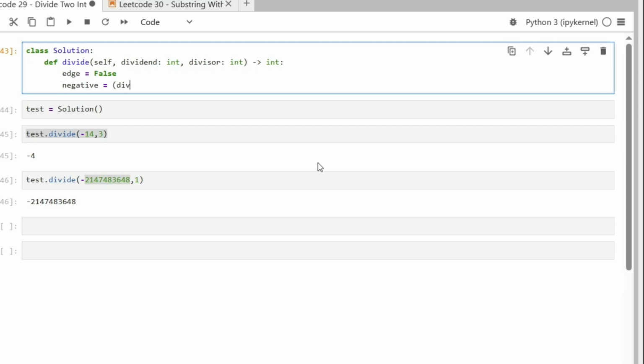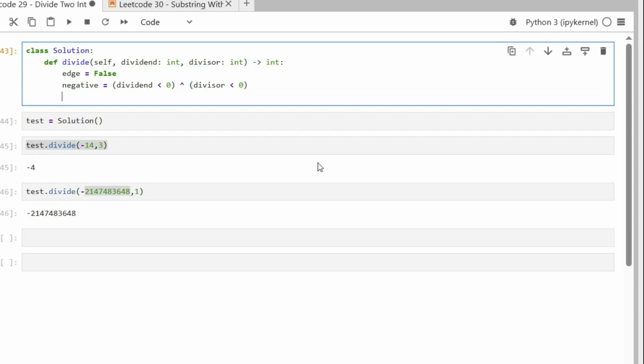I will say dividend, is it less than 0? So it's negative x, or divisor is less than 0. So if either one of them is negative, the result should be negative. If both are negative, it is positive, both positive is positive. So we come here to the edge case. If divisor equals this number, oh, let me copy it from here.